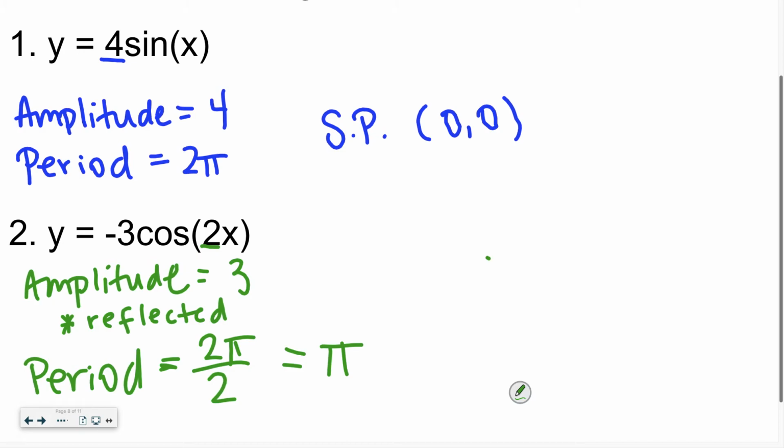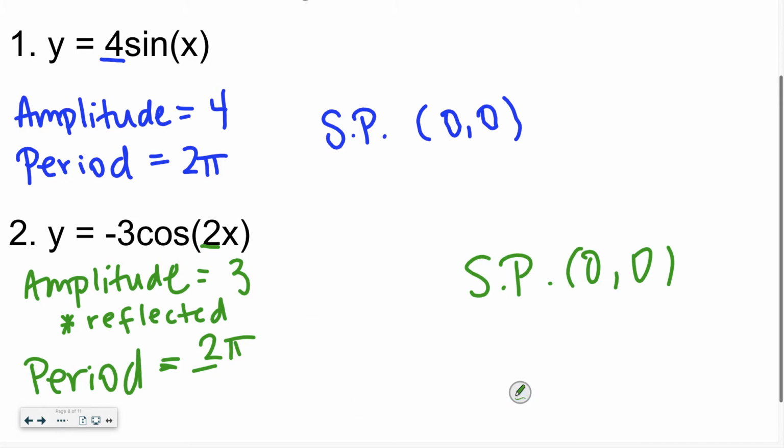Once again, we don't have a C or a D added or subtracted, so our starting point can remain at 0, 0. Yes? What's the equation for period, like, when you're looking for it? Because I just don't know where to get the... Yep. So period is 2 pi divided by B. Okay. So since B is 2, we wrote 2 pi divided by 2 to get pi.